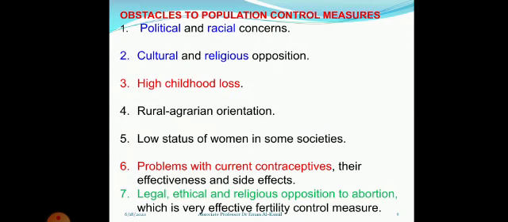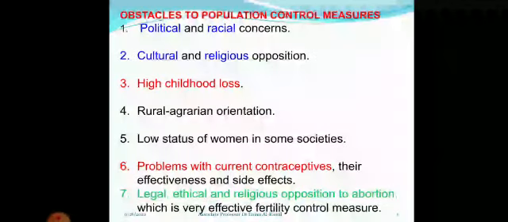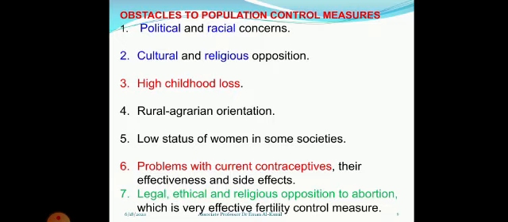Low status of women in some societies: women have low status in many countries, especially in developing countries. So she has no choice whether she wants to have children or not. So this is one of the causes of lack of the use of family planning methods, because she doesn't have the choice to use family planning because of the family or the culture.